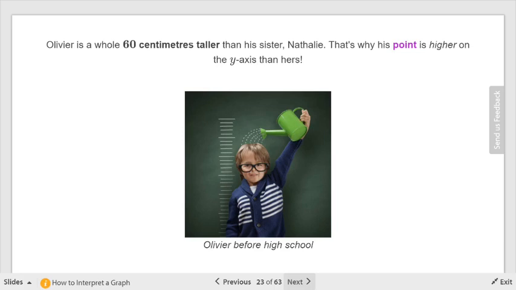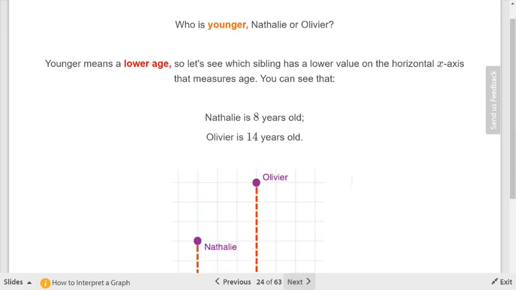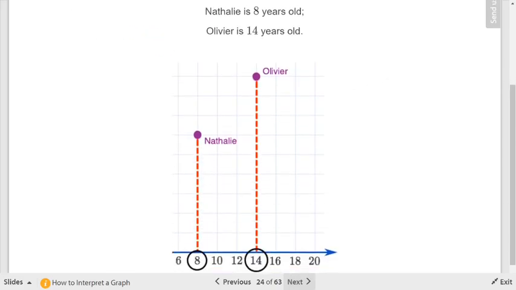So, Oliver clearly got taller because he's watering himself. I don't get that, but anyway. All right. You know, got to have a little fun.